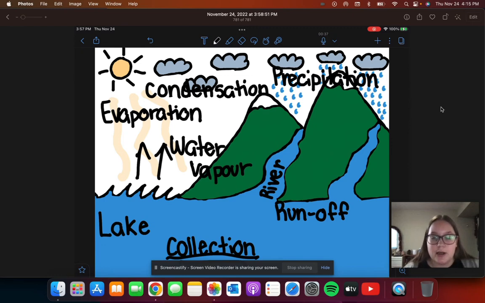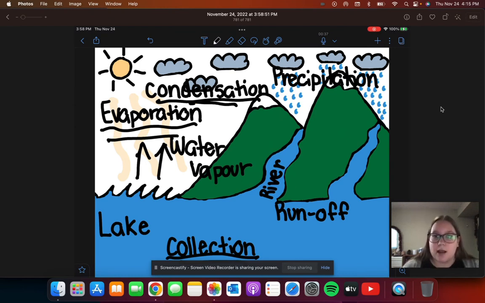So evaporation is when the sun turns our water into water vapor, these teeny tiny droplets that we can't see with our own eyes. And it rises high up into the sky to make clouds. And that process is called condensation, okay?